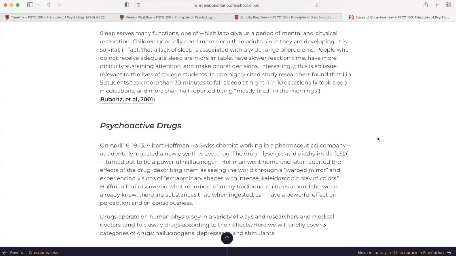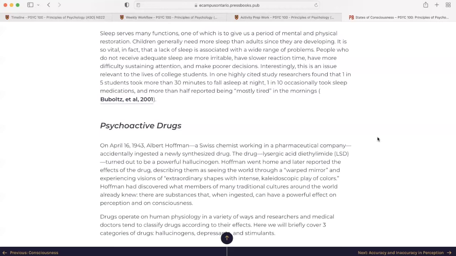Next is psychoactive drugs. Wow, this is getting really interesting because it talks about how Albert Hoffman, a Swiss chemist working at a pharmaceutical company, accidentally ingested a newly synthesized drug. The drug, LSD, turned out to be a powerful hallucinogen. Hoffman went home and later reported the effects of the drug, describing them as seeing the world through a warped mirror and experiencing visions of extraordinary shapes with intense kaleidoscopic plays of color.